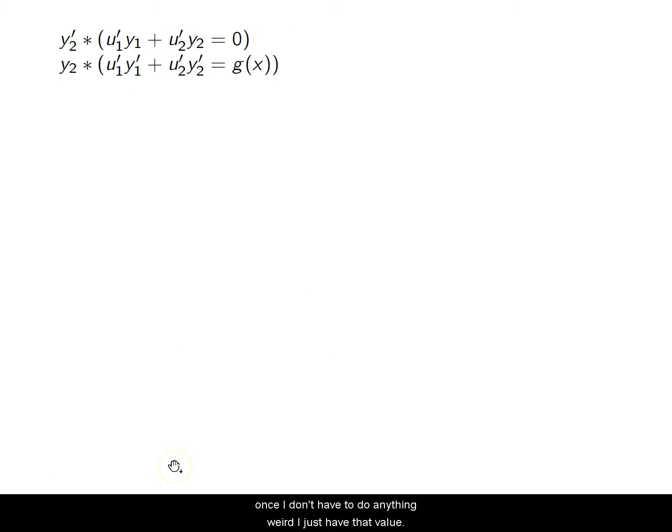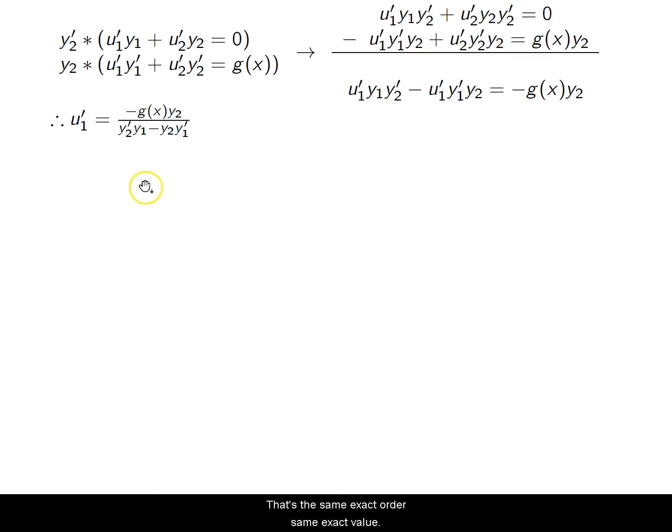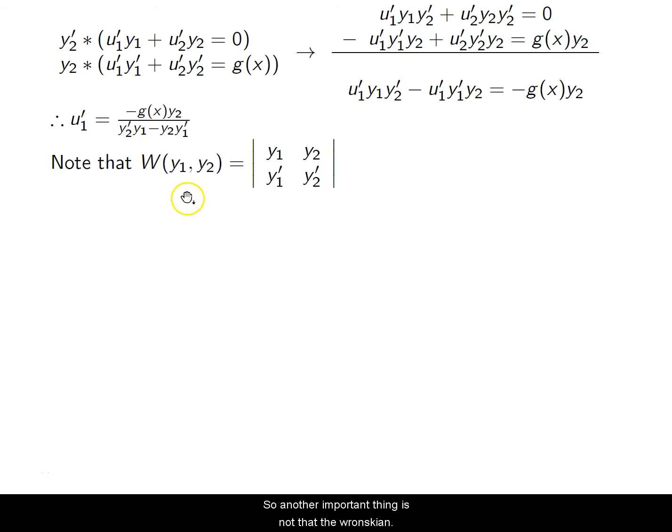I just have that value. Okay, so it's the same exact order, same exact value, right? So another important thing to note is that the Wronskian of y1 and y2 is the determinant of y1, y2, and then the next line being their derivatives. So I'm just taking the determinant. Remember, it's this subtracted by this product. So y1 y2 prime minus y2 y1 prime.